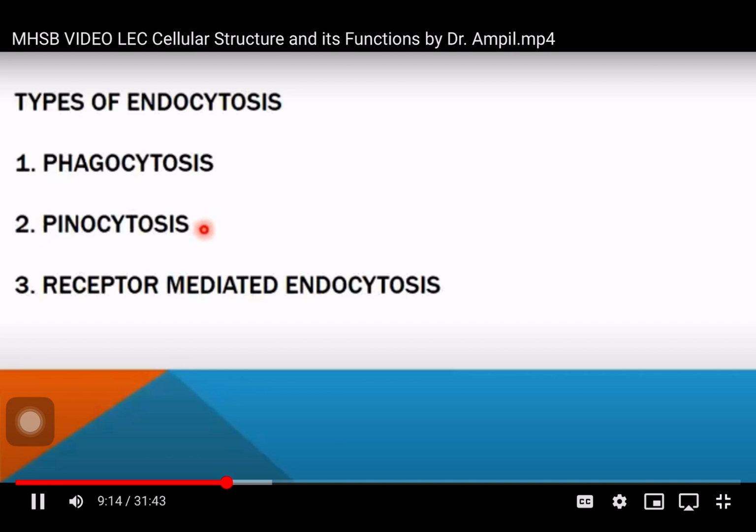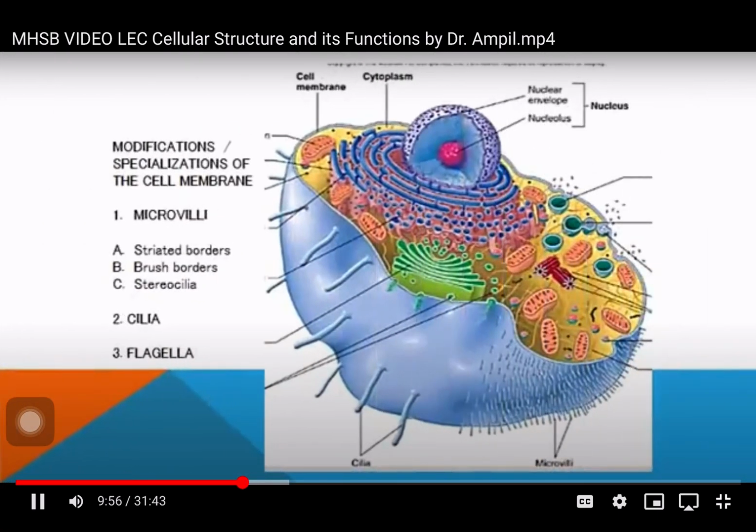Next, we have pinocytosis, which literally means cell drinking. In other words, the cell membrane again forms drop-like invaginations around fluid particles, and they drink these fluid particles, forming pinocytic vesicles. And then we have this type, receptor-mediated endocytosis. In this process, specific molecules in the extracellular fluid bind to receptors in the cell membrane and are then taken into the interior of the cells. So those are the different things occurring across the cell membrane.